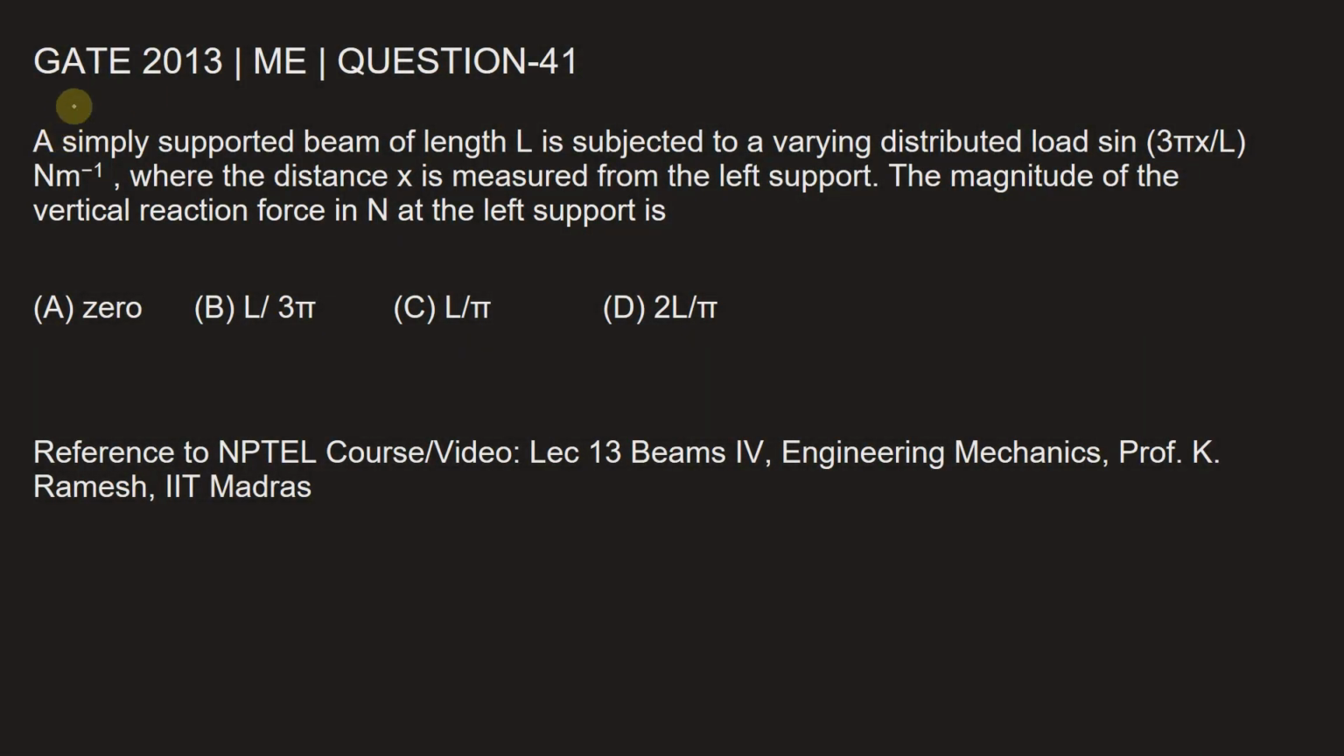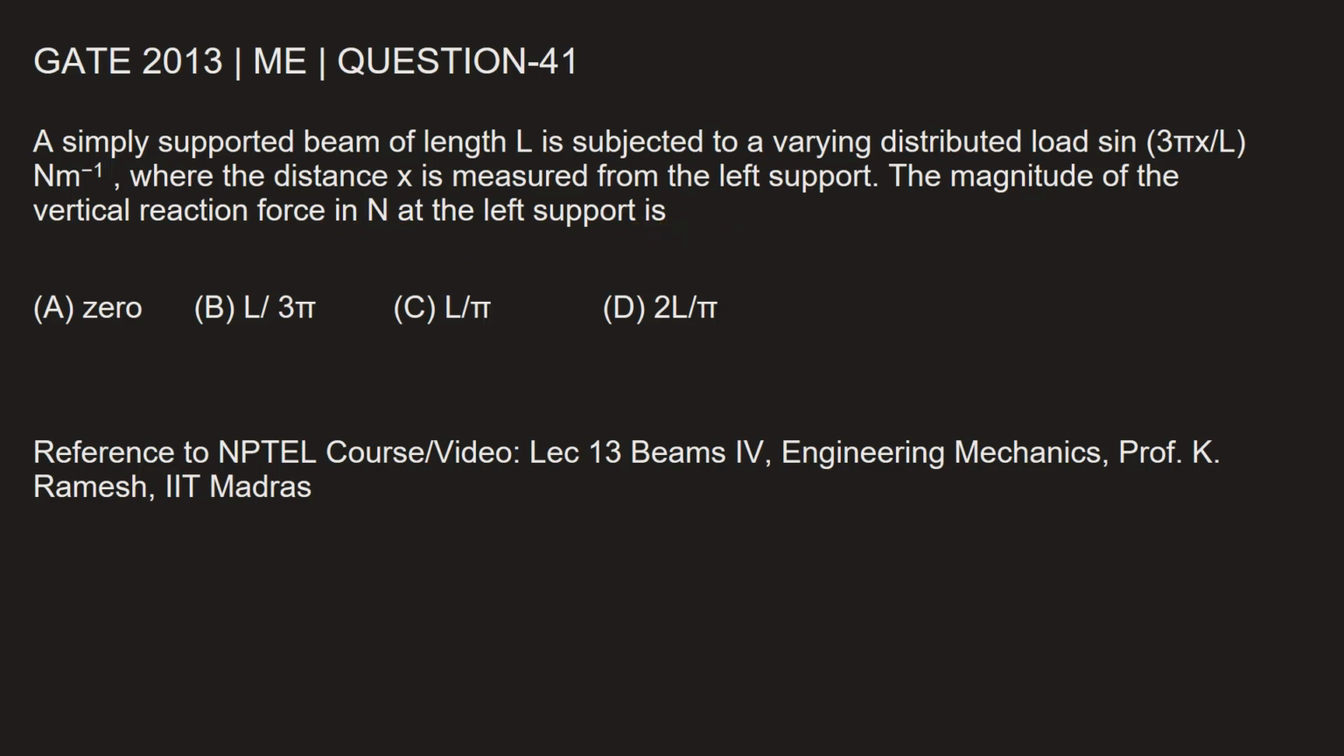This question is from GATE 2013 Mechanical Engineering paper, question number 41. A simply supported beam of length L is subjected to a varying distributed load sin(3πx/L) Newton per meter, where the distance x is measured from the left support. The magnitude of vertical reaction force in Newton at the left support is.